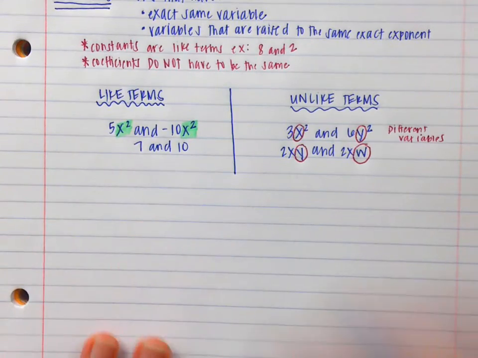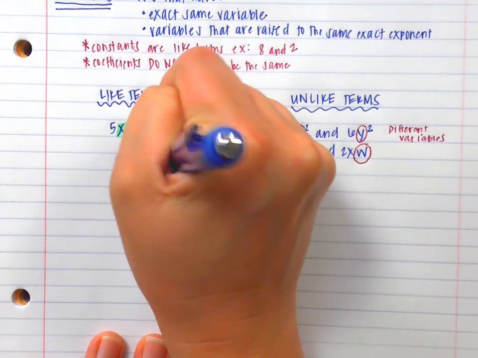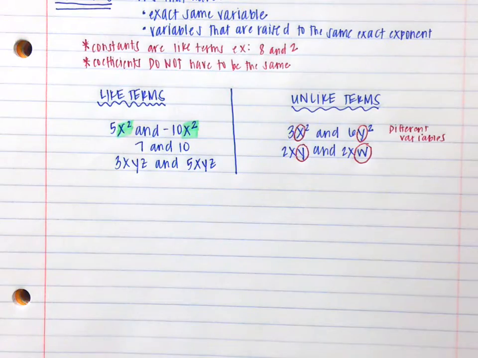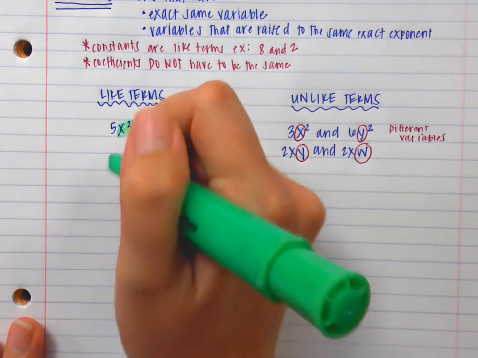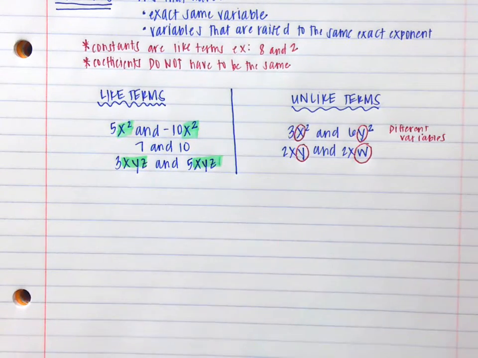Okay, on the flip side, if I gave you 3xyz and 5xyz, those are considered like terms. And this has an xyz, and this has an xyz.